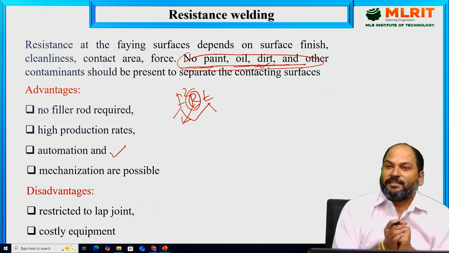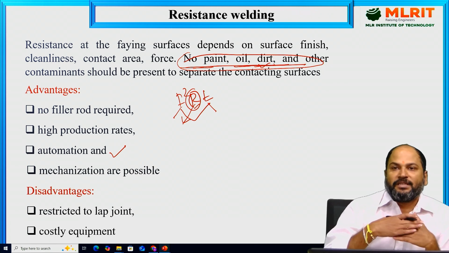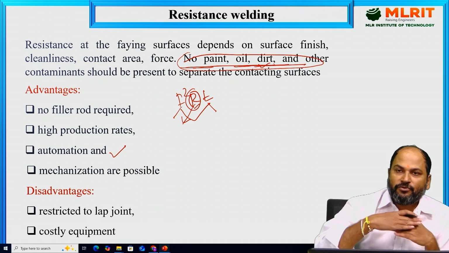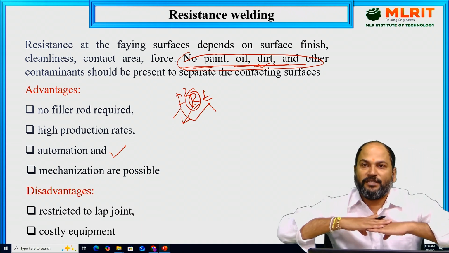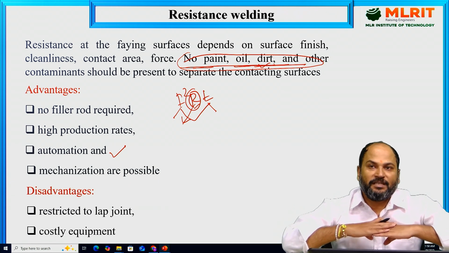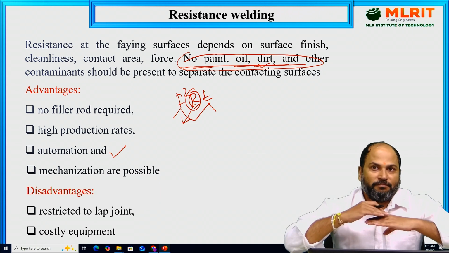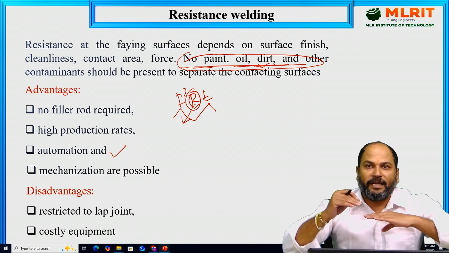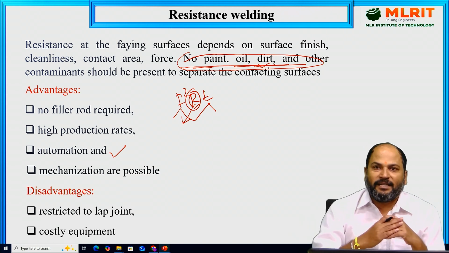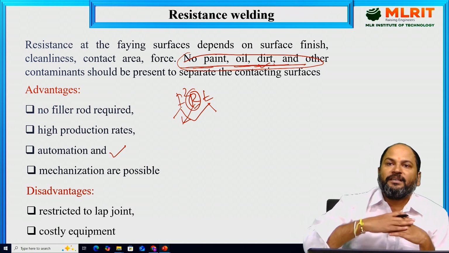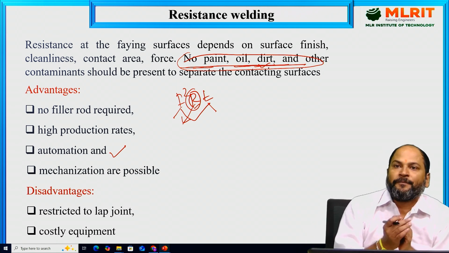What is the disadvantage of this process? The biggest disadvantage is that this process can only be used for lap welding, means this kind of welding only is possible. Another restriction is on the thickness of the material that we are going to weld together. If the material is very thick, suppose 5 mm, 10 mm, it is not possible to weld by this process. So there is a thickness limitation and a limitation on the configuration of the welding, that is only lap welding. These are the two major drawbacks.